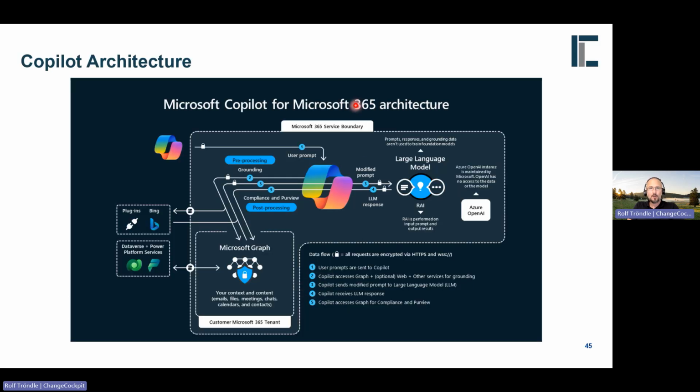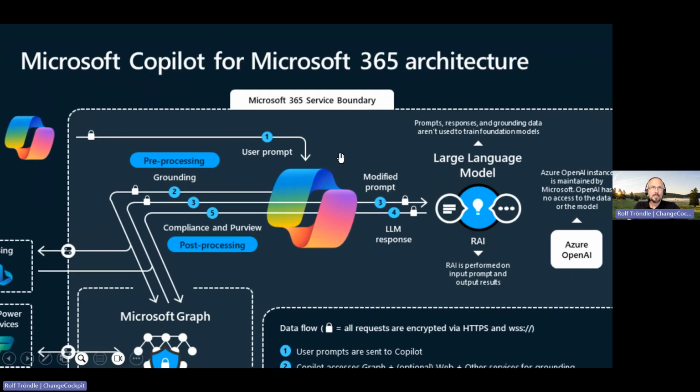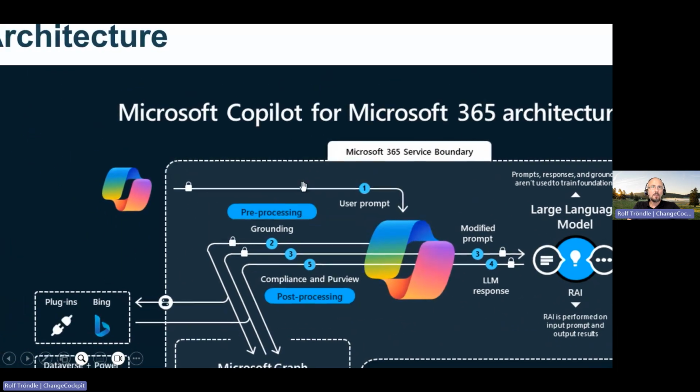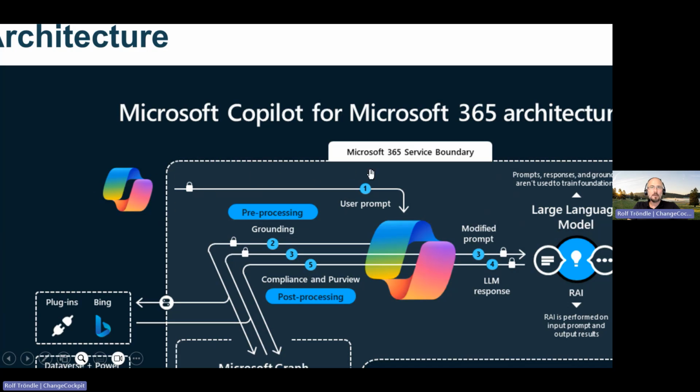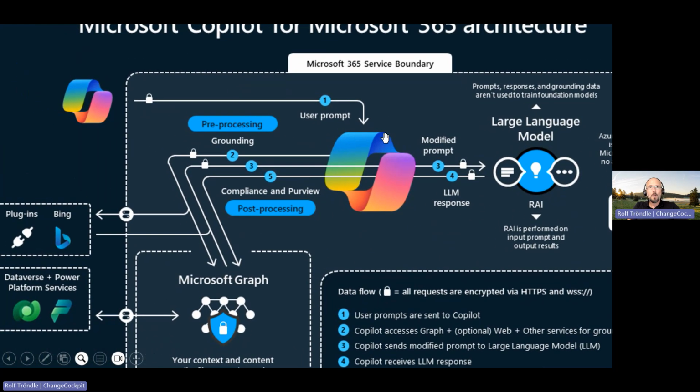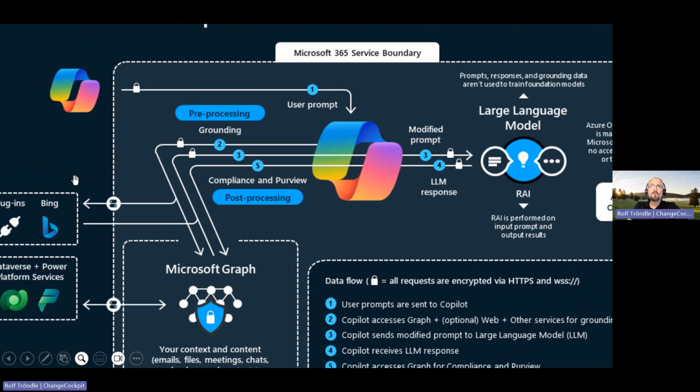First one, Copilot architecture. We see here a basic scheme of Copilot. Let's have a look at it a bit more in detail. First, we have the Copilot. The user sends a prompt to the Copilot engine itself. That's how Copilot works behind the scenes. Then Copilot will access Microsoft Graph, and optionally, if enabled, the web.